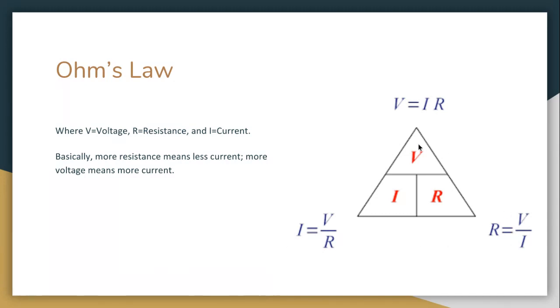It's also handy if you remember this little triangle because whichever one you're looking for, say you're looking for voltage, you cover that up, and then you know that it's I times R. Or if you're looking for resistance, you know it's V divided by I.